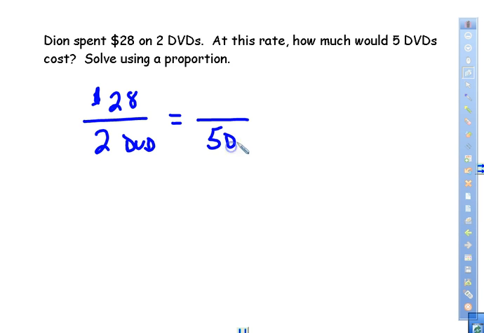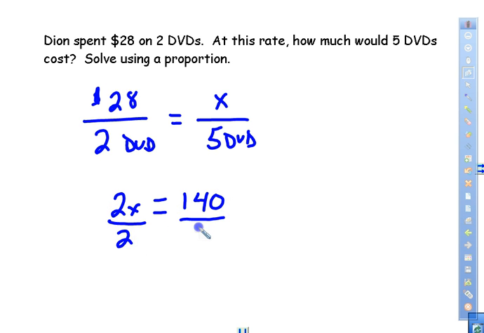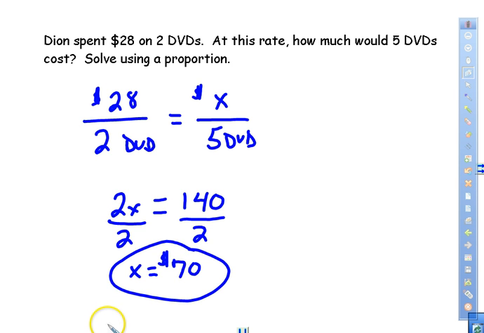So DVD is my denominator, so we're going to write that as my denominator. This is my question mark, so I write a variable in there for that. So now it's 2 times x, so 2x equals 28 times 5, which is going to equal 140. And now I'm going to solve by dividing both sides by 2 since it's with the variable. And 140 divided by 2 gives me 70. And since this was dealing with money, because that's what the question is asking, how much will it cost? It is $70 is my answer.